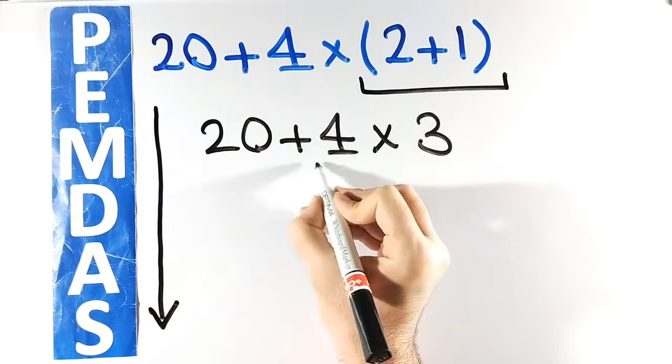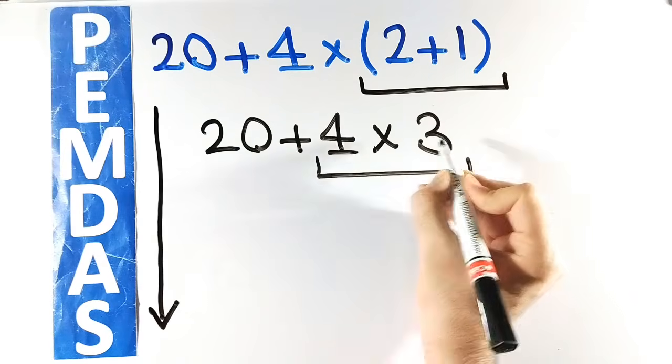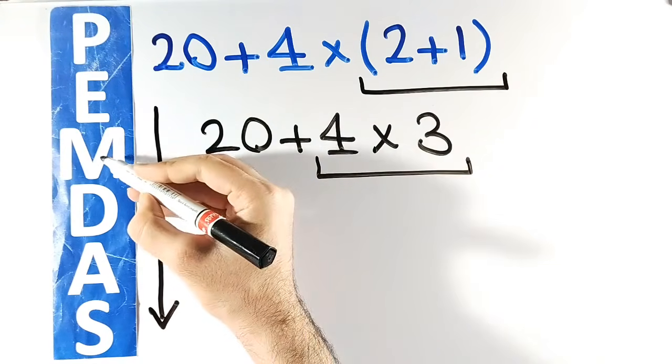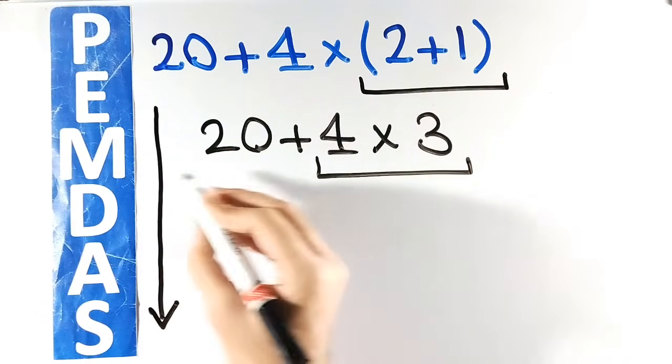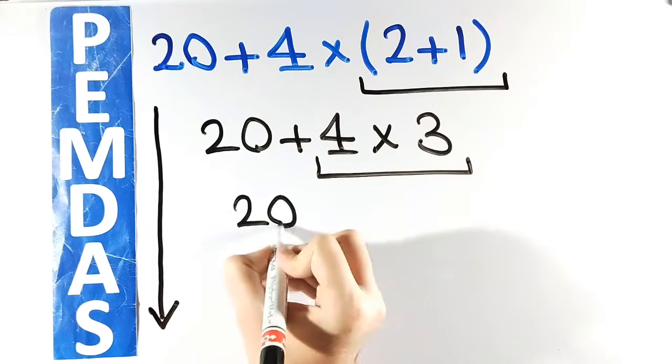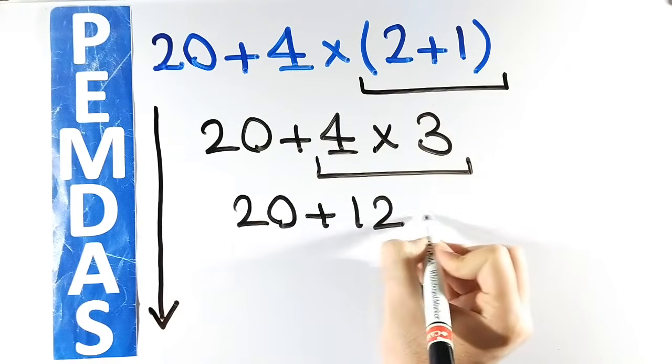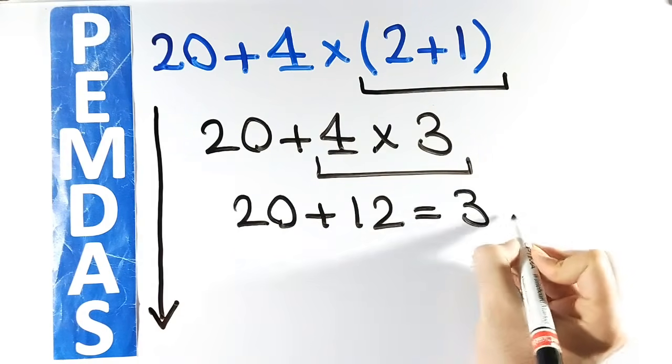And the next step, we go for the multiplication between 4 and 3, because multiplication has a higher priority than addition. So, we rewrite this expression as 20 plus 12, which finally gives us the answer, 32.